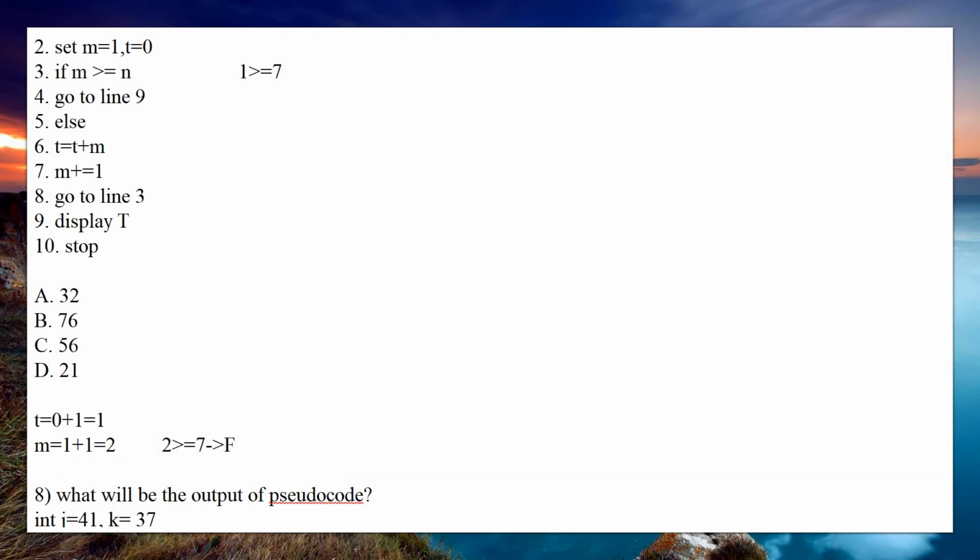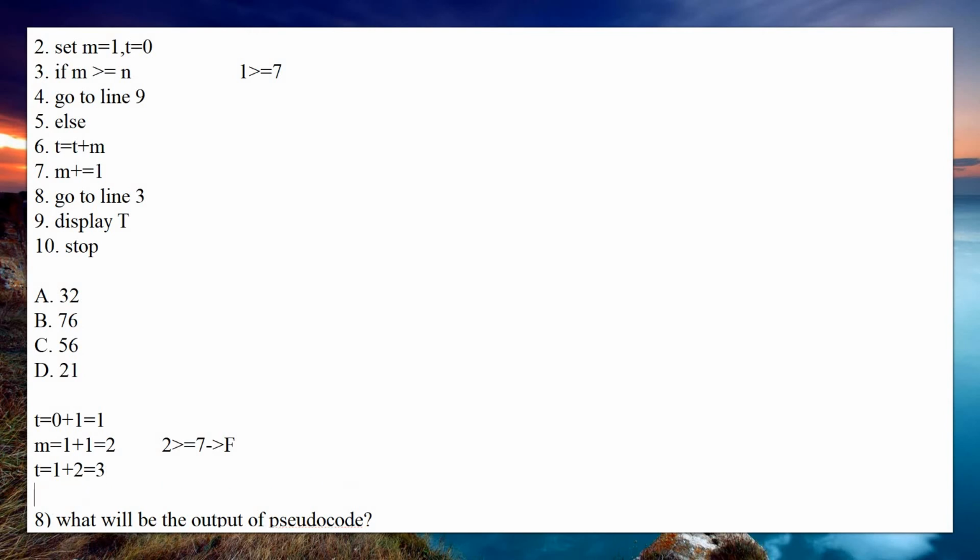Else is executed, so t is equal to t plus m. t is 1 and m is 2, so it will be 3. Again m is equal to m plus 1, that is 2 plus 1, which is 3.